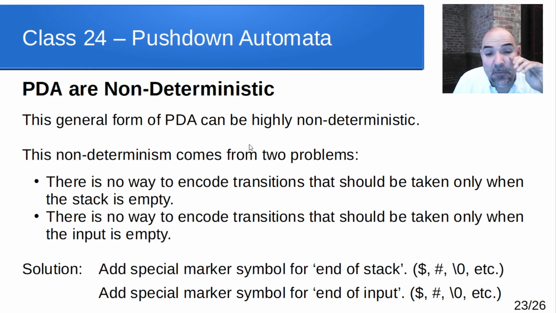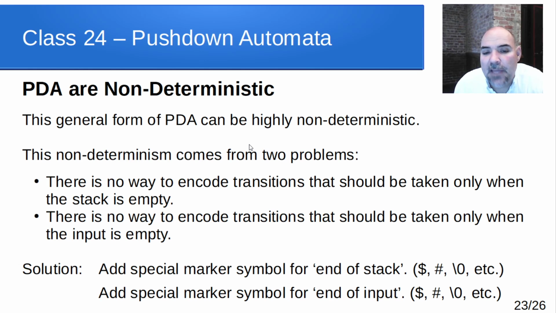Now, non-determinism comes from two parts of the way that pushdown automata work. The first one is that there's no way to encode transitions that should be taken only when the stack is empty. When we try to do that with a lambda, it doesn't care what's on the stack. The second problem is that there's no way to encode transitions that should be taken only when the input is empty, in other words, only when the input gets exhausted. So that creates a problem where we have non-determinism.